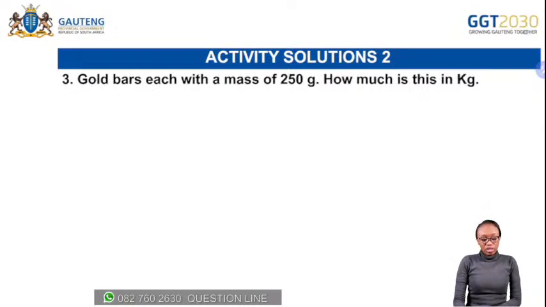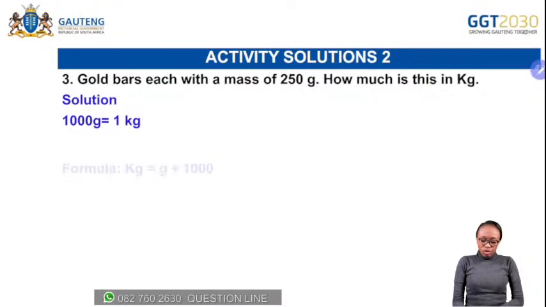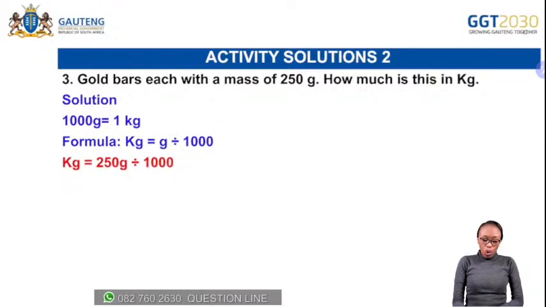And then the third question is gold bars each weigh a mass of 250 grams. What is the mass in kilograms? Remember we said 1,000 grams is equal to 1 kilogram. So meaning if we divide the number of grams by 1,000, it will give us the kilograms. So if we divide 250 grams by 1,000, it will give us a mass of 0.25 kgs. So the mass of the gold bar is 0.25 kgs.